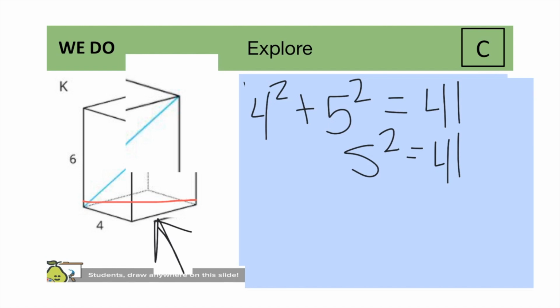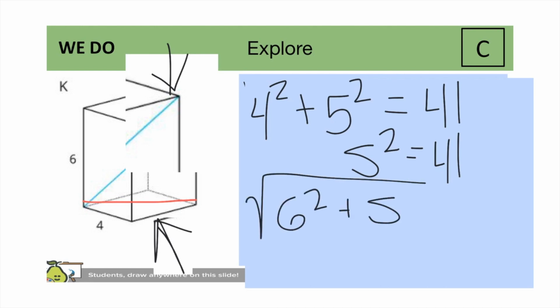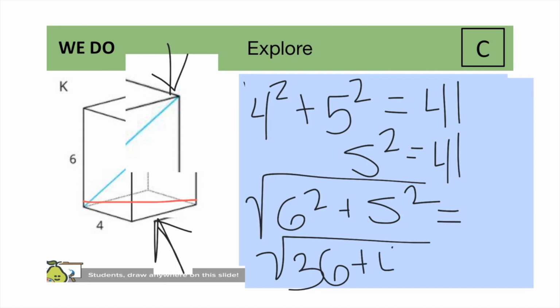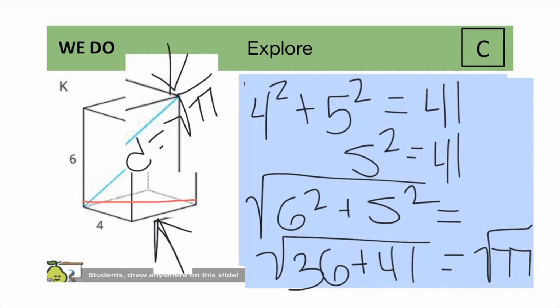And so to find this diagonal now, we're going to say that it is equal to the square root of 6 squared plus s squared, and so that is equal to 36 plus 41, which equals the square root of 77. And so the diagonal is equal to square root of 77. Students may also point out that this is the same thing as the square root of 6 squared plus 4 squared plus 5 squared, which will also get you square root of 77.